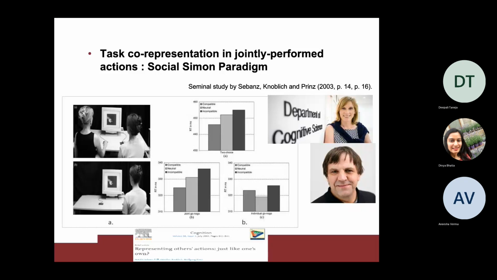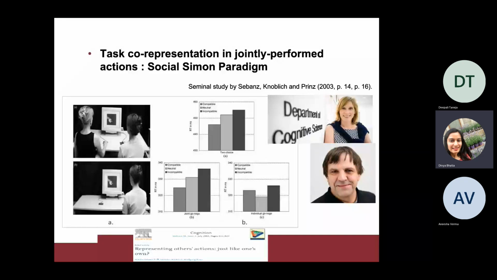That means it takes more time to process this. This is the incompatible condition. This is the compatible condition. This is neutral, so let's just forget the neutral. Let's focus on these two. So this was the two-choice reaction time experiment, the simple version, the one person version of it. This is the two people version of it. Same results. What does this tell us? When I'm sitting with a partner and when my partner is doing the complementary part of the task, I do not just represent my own actions and my own part of the task, but I also represent what my partner is doing.